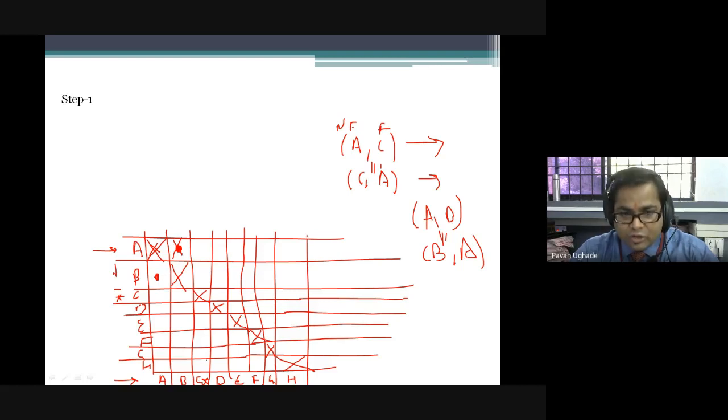In the same fashion, what about CB and CA? What about this cell? Are you able to read CB? Whether you are able to read BC? Yes, so I will not read this. What about CA?